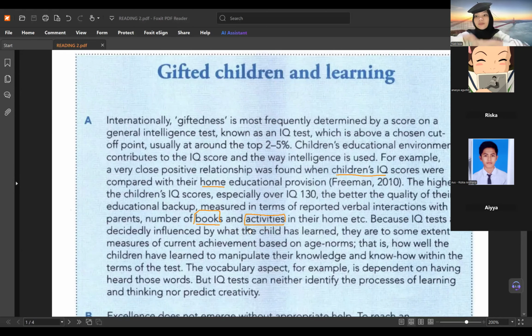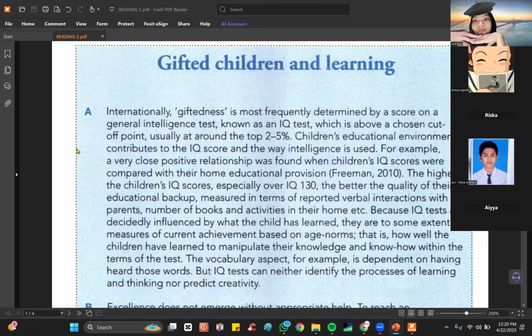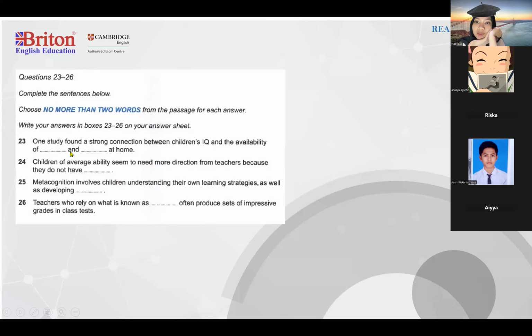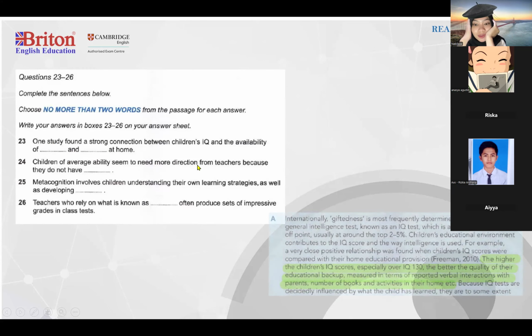Verbal interaction, sir. But that's too bad. Because look, verbal interaction, there is no "and" in it. Here, there is "and" between, right? So it must be something and something. Verbal interaction is one set. There, you cannot put "and" in between. So the answer is books and activities.